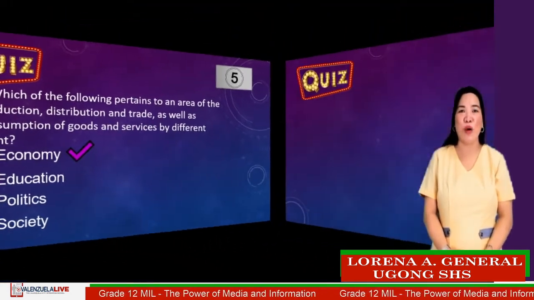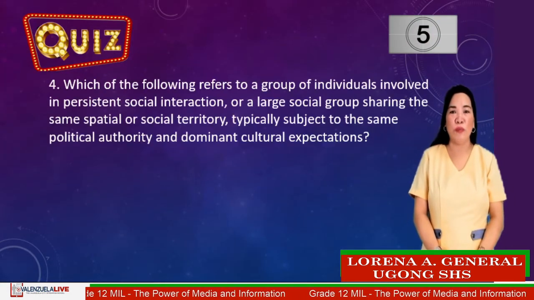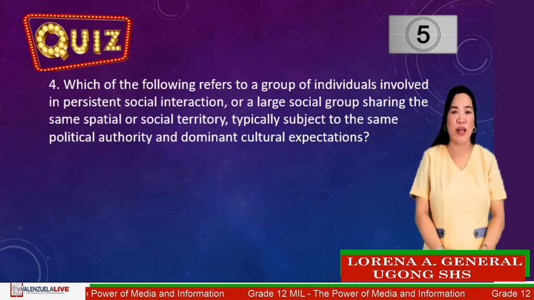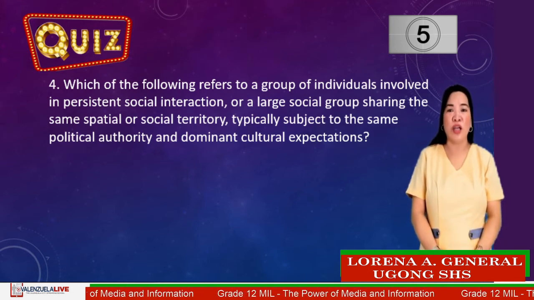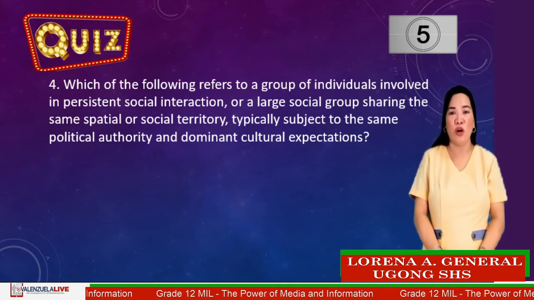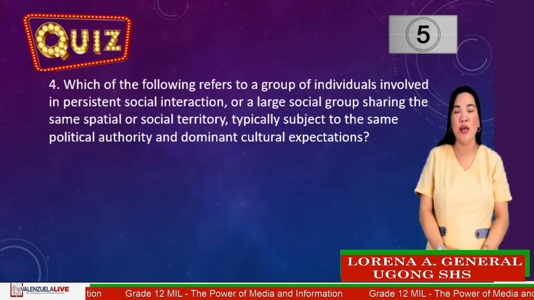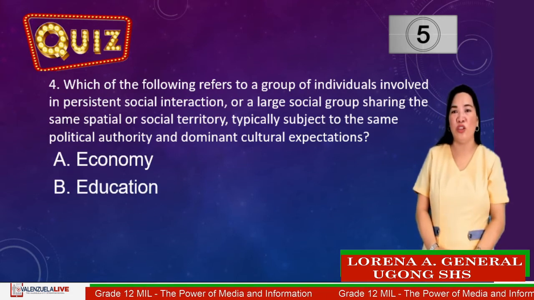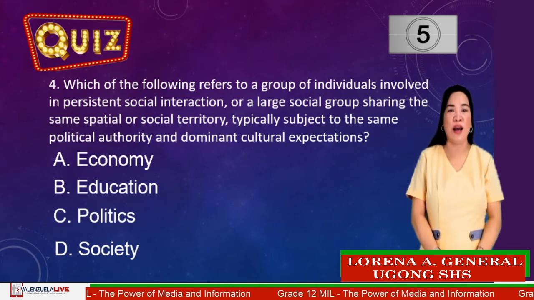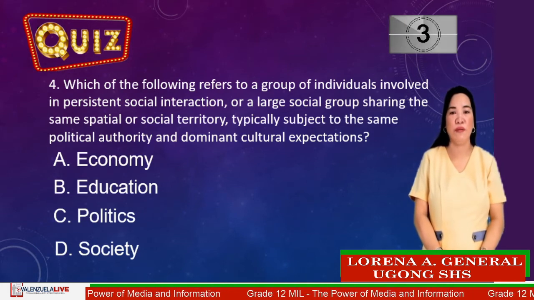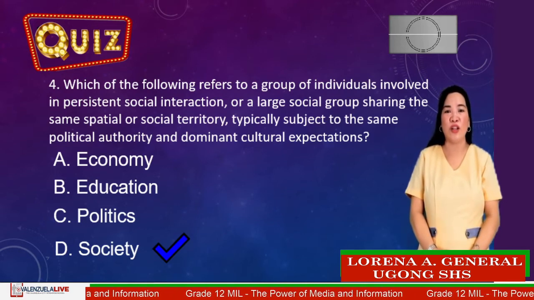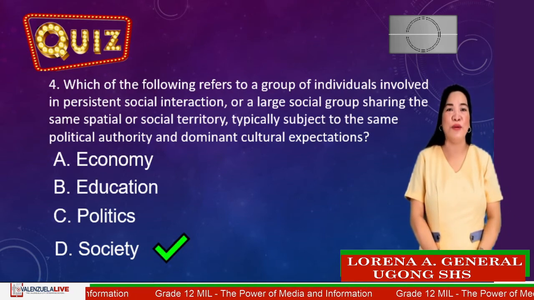Okay, next we have question number 4. Which of the following refers to a group of individuals involved in persistent social interaction or a large social group sharing the same spatial or social territory, typically subject to the same political authority and dominant cultural expectations? Is it A, economy, B, education, C, politics, or D, society? Okay, timer starts now. If you answered letter D, you are definitely right.